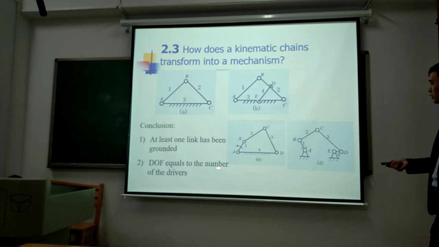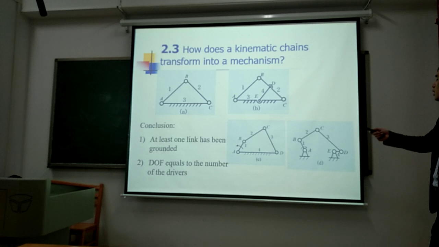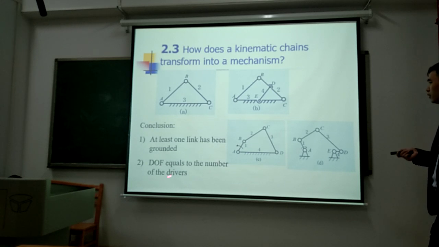the degree of freedom equals the number of the drivers that have stayed. The degree of freedom of the system equals the number of the drivers. What does the driver mean? Who can tell me? What is the driver of this? Which one is the driver? I think it's a joint. Yeah? I think drivers, it's a joint.